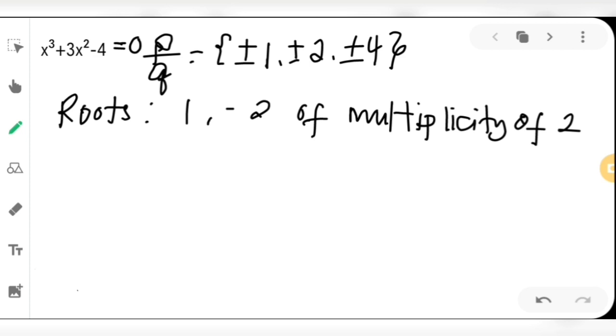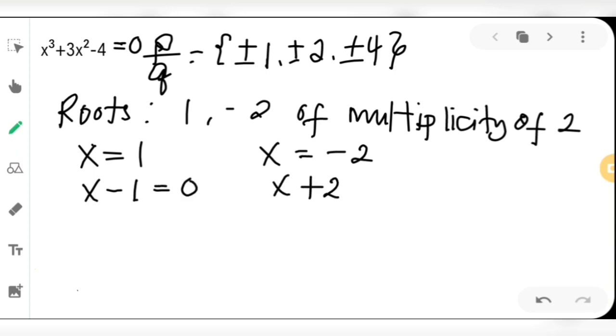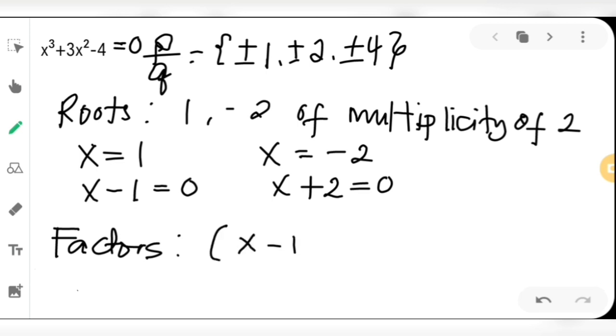Now let us identify the factors of our polynomial equation. Since one of the roots is 1, we can write this as x equals 1. Then we have x equals negative 2. So transpose 1 to the left side. So we have x minus 1 equals 0, and then x plus 2 equals 0. So the factors of our polynomial equation are x minus 1 and x plus 2 raised to 2.